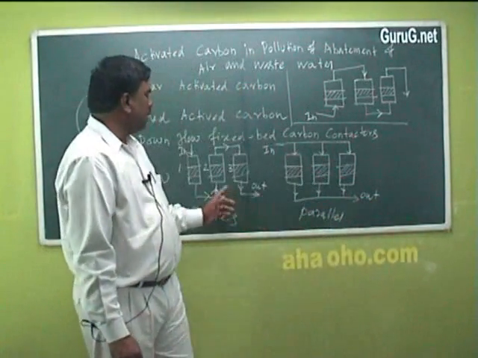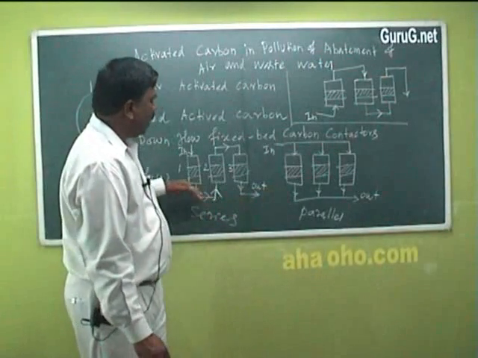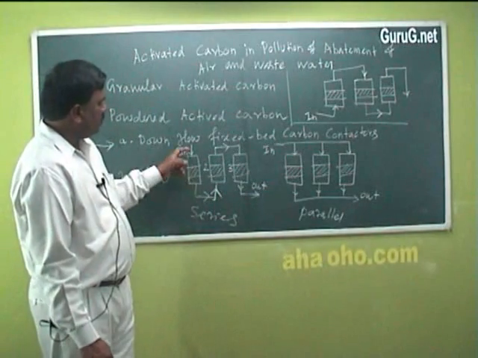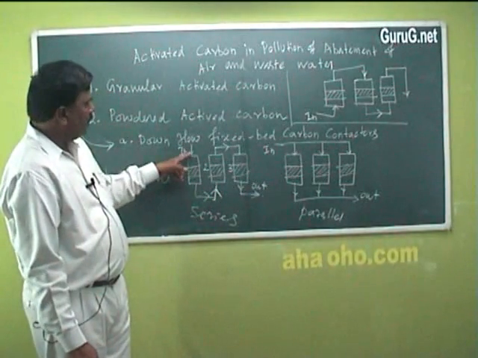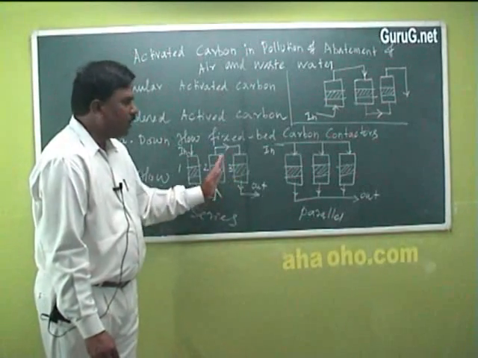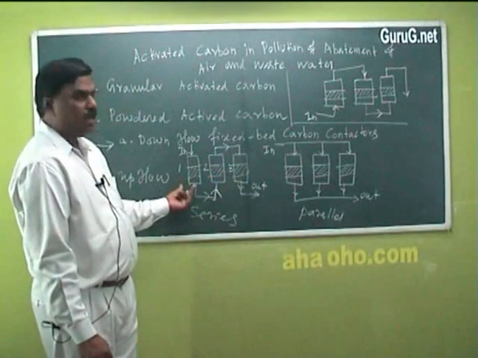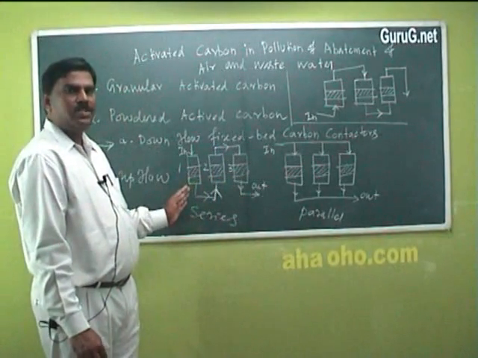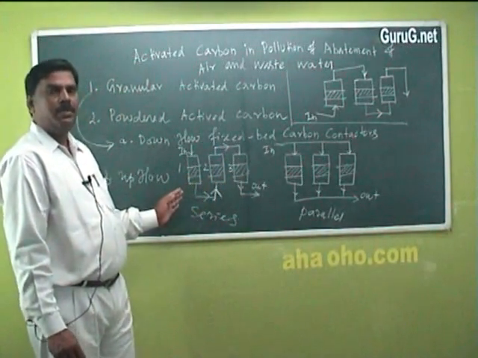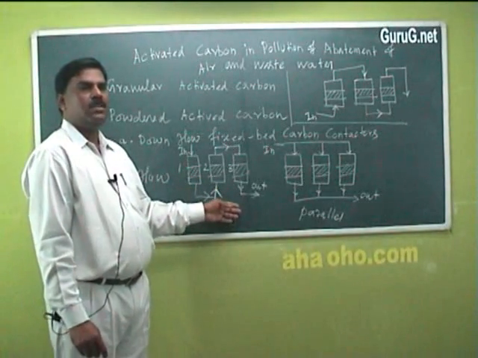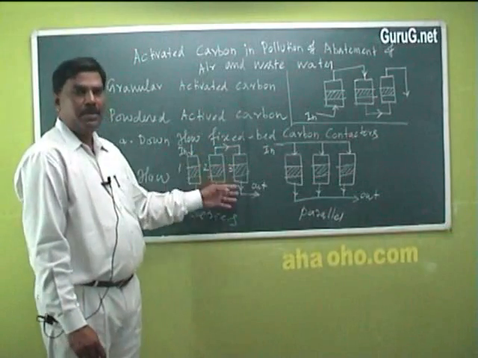The series method is highly advantageous, because the water or air enters the first column, then the second and third column, so the same water passes through all three columns. That leads to the adsorption of all the impurities present in the air and water. Finally the water coming out of the third column has no impurities.